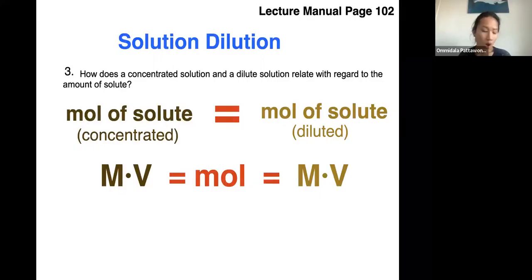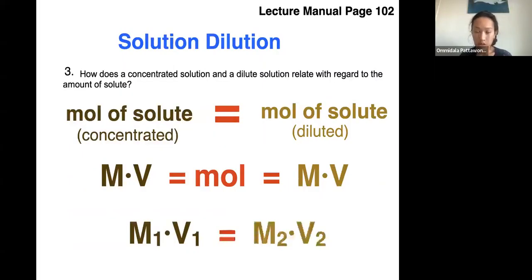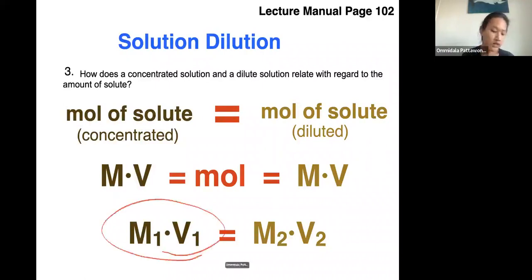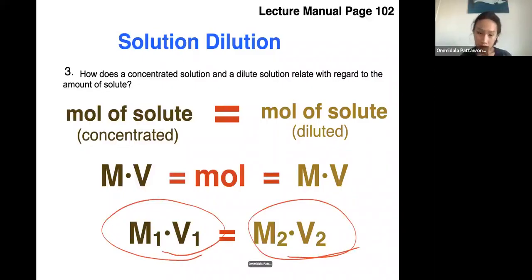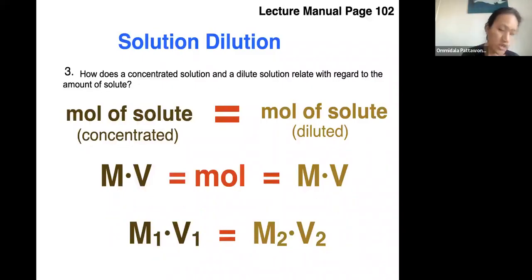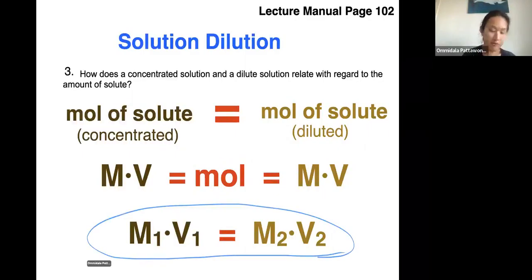What does it mean then? Because these two are equal, we can write M1V1 equals M2V2. This describes two conditions: the concentrated solution versus the diluted solution. As you see, because they are equal, they are constrained by the constant moles, because the moles don't change. This equation is constrained by the amount of moles.